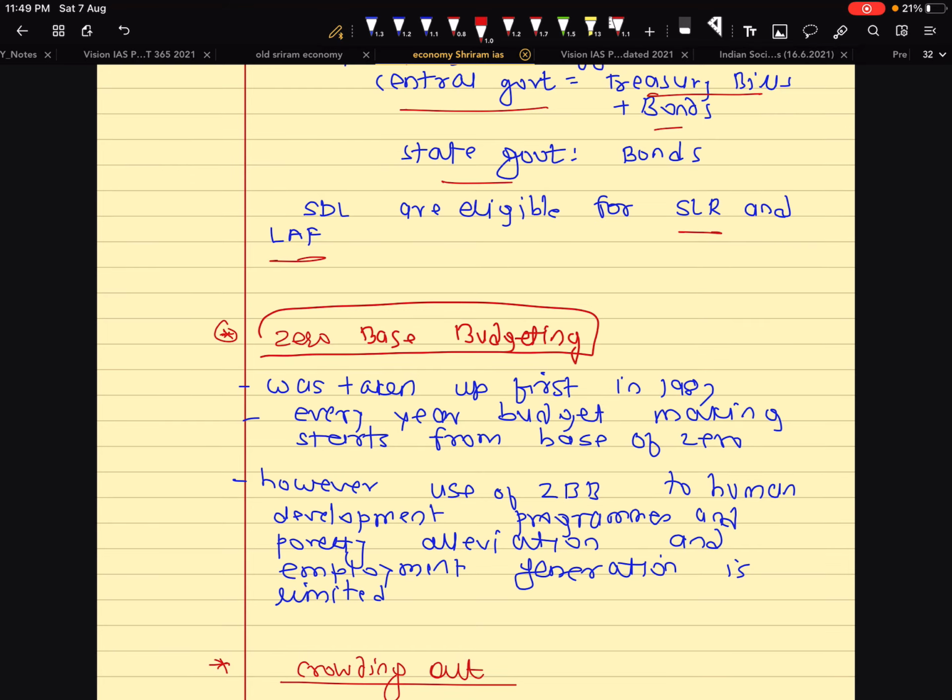Then zero based budgeting. What is meant by zero based budgeting? Instead of counting the next budget from whatever the earlier one was, say there is the Swachh Bharat Mission program and the government invested 500 crore last year, the very next year they will not start from 500 crore, they will start from zero. Whatever program was earlier done, they will evaluate it properly and then start the expenditure. This was first taken up in 1987, and every year budget making starts from a base of zero.